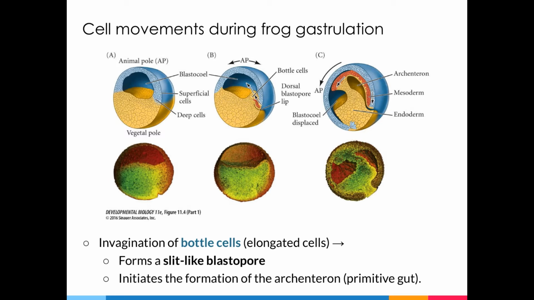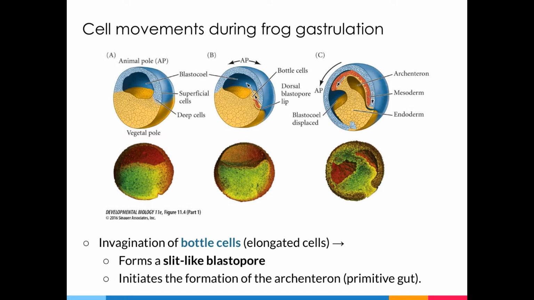As depicted in these diagrams, the elongated cells, which are known as the bottle cells, extend their body toward the inside of the embryo while still remaining in contact with the outer surface of the embryo. These cells set into motion the formation of the archenteron or primitive gut. The next phase of gastrulation involves the involution of the marginal zone cells, while the animal pole cells undergo epibole and convergence at the blastopore.